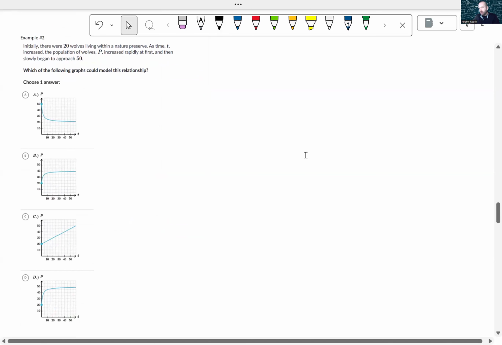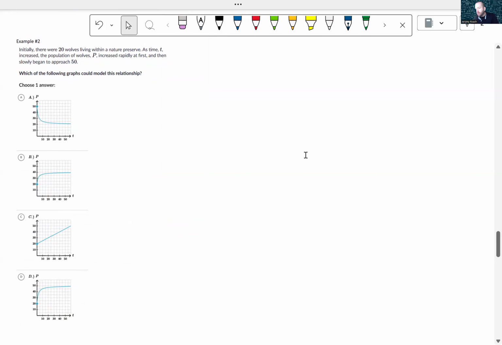Okay, here's another one. It says, initially there were 20 wolves living within a nature preserve. As the time increased, the population of wolves P increased rapidly at first and then slowly began to approach 50. So rapidly at first, then slowly approaches 50. Approaching 50 is not getting to exactly 50, but very, very close. And this is something that we see in calculus with the idea of limits. So we want to find something that's growing very fast and getting very close to 50.